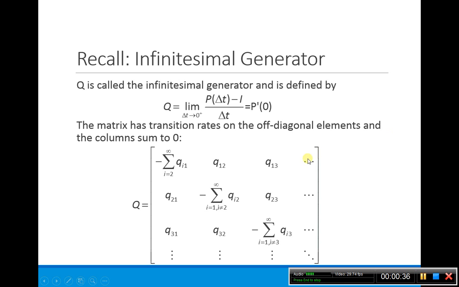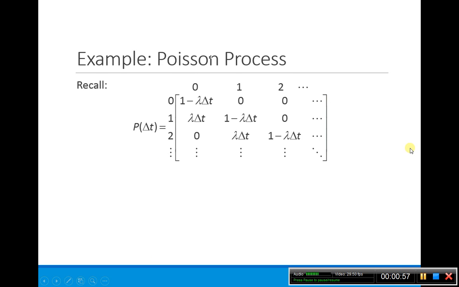So we can think about our infinitesimal generator matrix as having our transition rates in the off-diagonal elements, and then the way that you find the diagonal elements is that the columns have to sum to 0, or the diagonal elements are just equal to the negative sum of all of our transition rates.